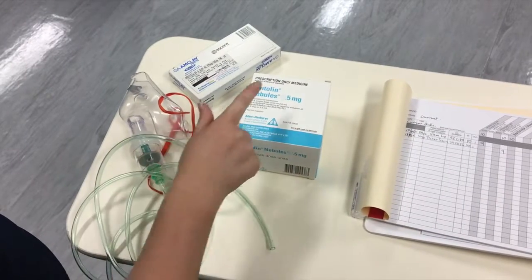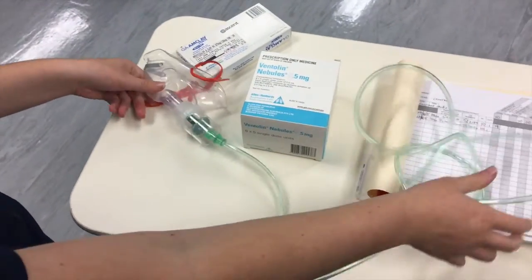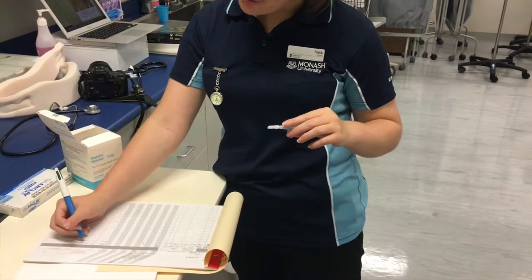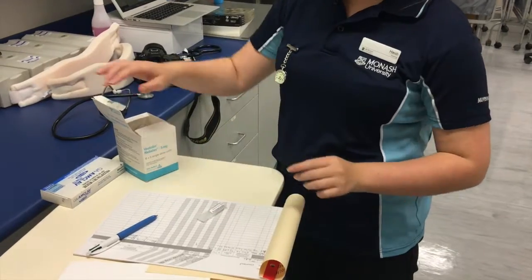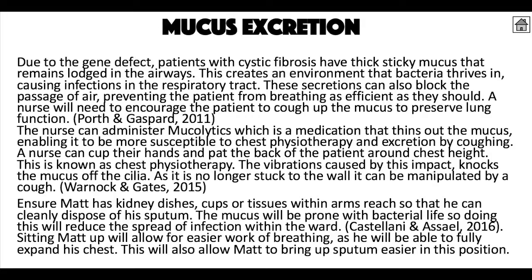Before administering medication, it is important to follow the drug rights in order to dispense medicine safely. These include the right drug, the right reason, the right route, the right patient, the right dose, the right time, the right documentation, and the right to refuse.